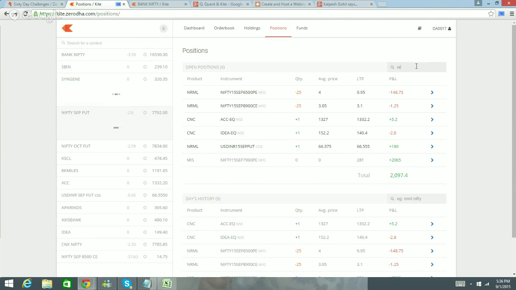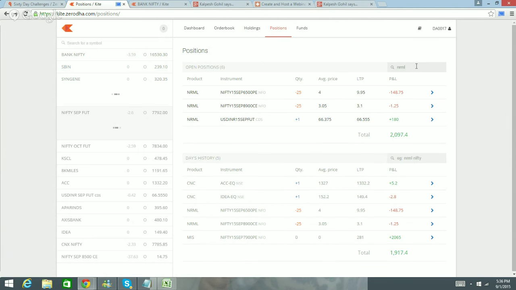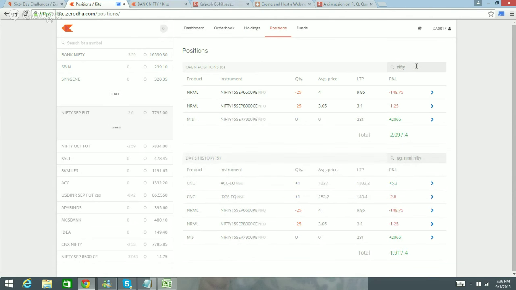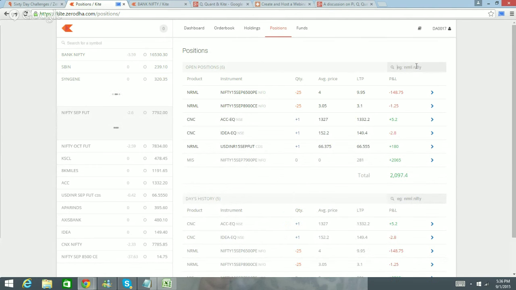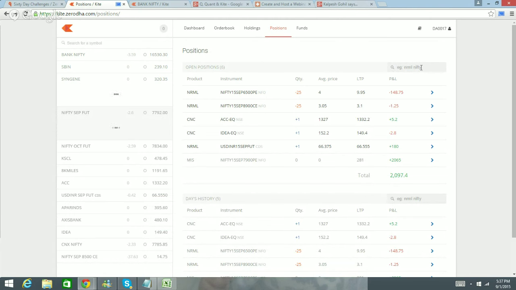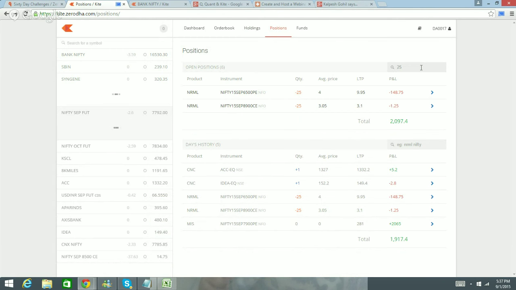So for example, if I do NRML, it just filters out NRML. If I do Nifty, it filters out only Nifty. So what we need to do is make a note of this: when I'm in the search box, other shortcut keys should not work. If I choose 25, it shows me all the quantities which are 25. Right now the bug is that if I'm inside the search box and using C and P and all of that, the shortcut keys are getting triggered, and it shouldn't happen.